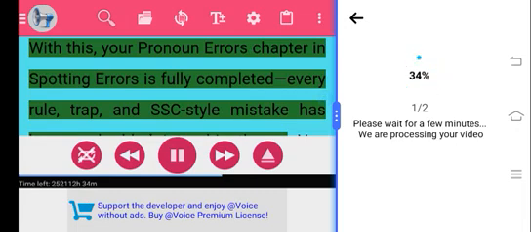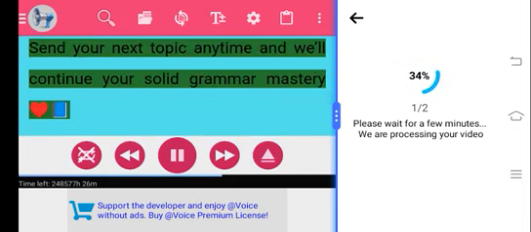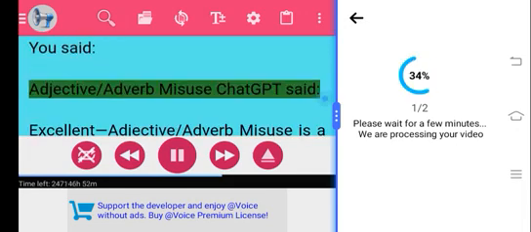With this, your pronoun errors chapter in spotting errors is fully completed. Every rule, trap, and SSC style mistake has been embedded into this theory. You can now confidently identify even subtle SSC pronoun errors. Send your next topic anytime and we'll continue your solid grammar mastery. Next topic: adjective and adverb misuse.